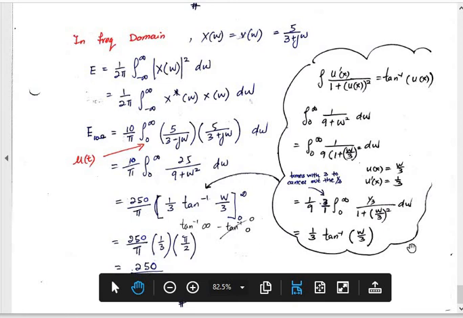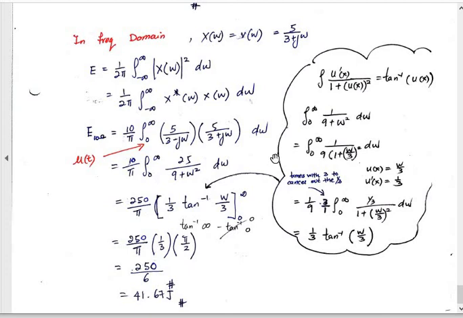The answer is the same. 250 divided by 6 is equivalent to 41.67 joules.